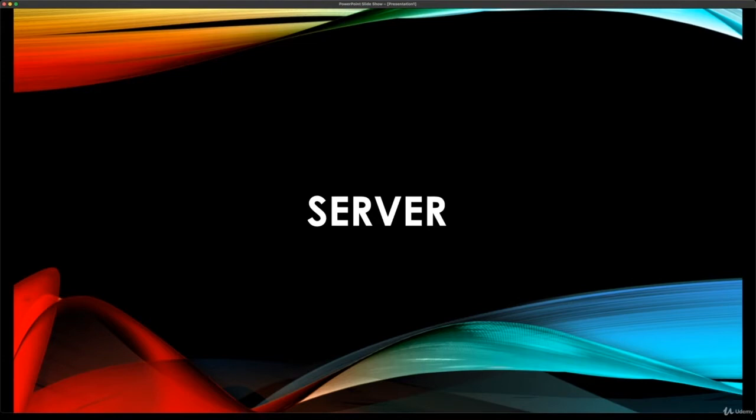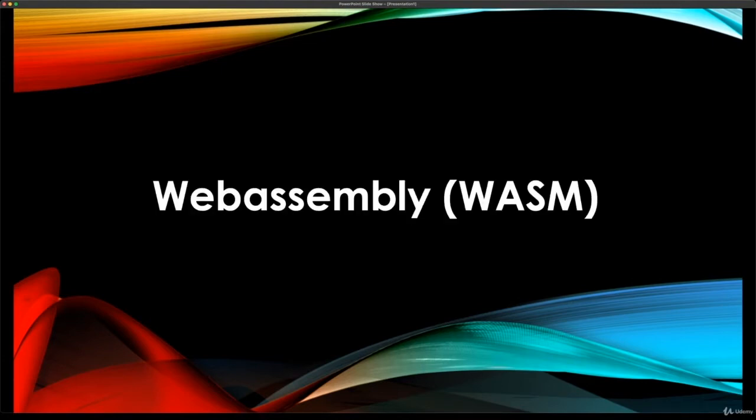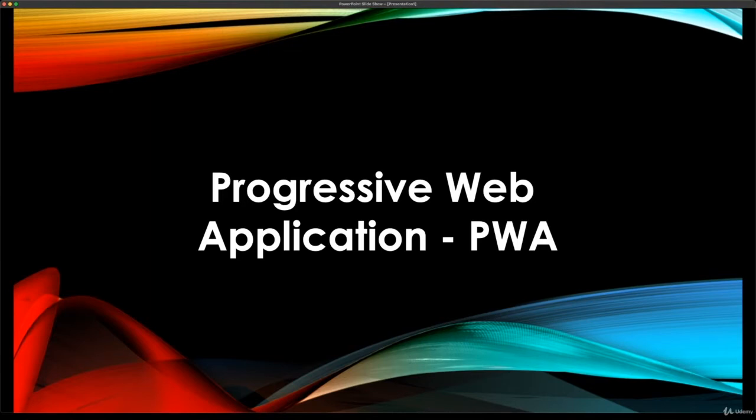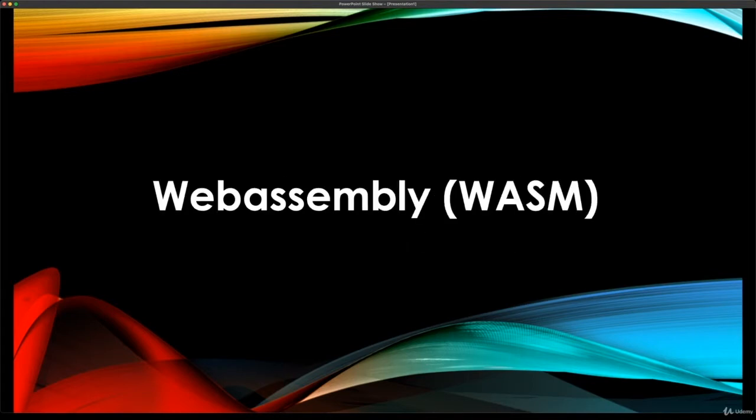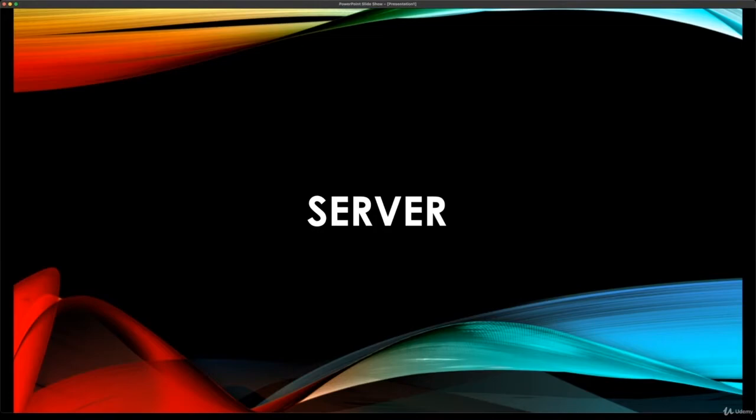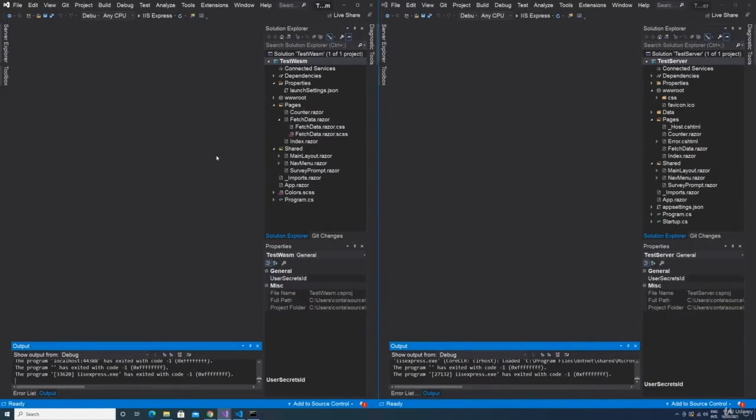Server, WebAssembly and PWA. These are the three strategies for executing a project in Blazor. Let's cover first WebAssembly and Server. Look at these two projects. Just watch, there is no need to create a project.